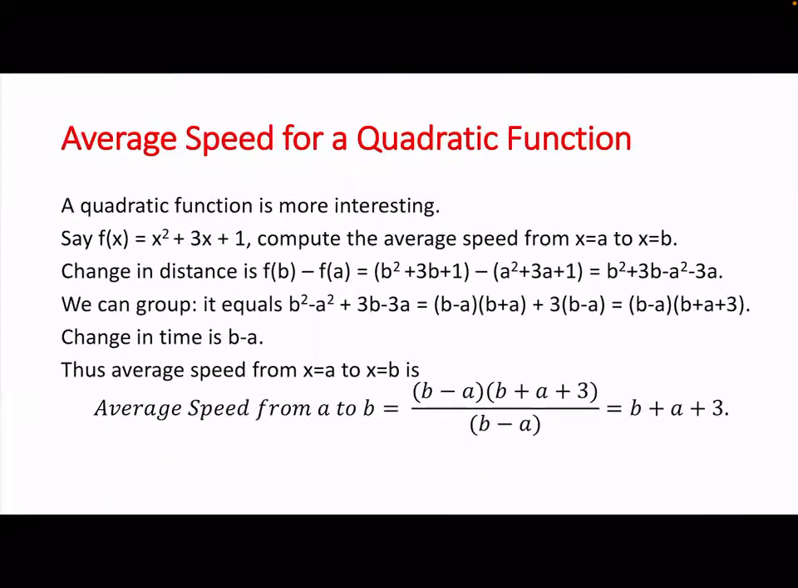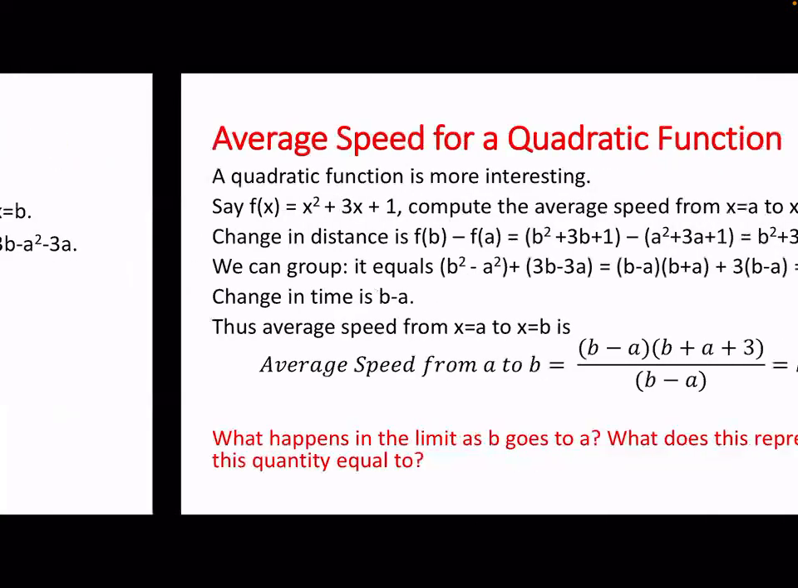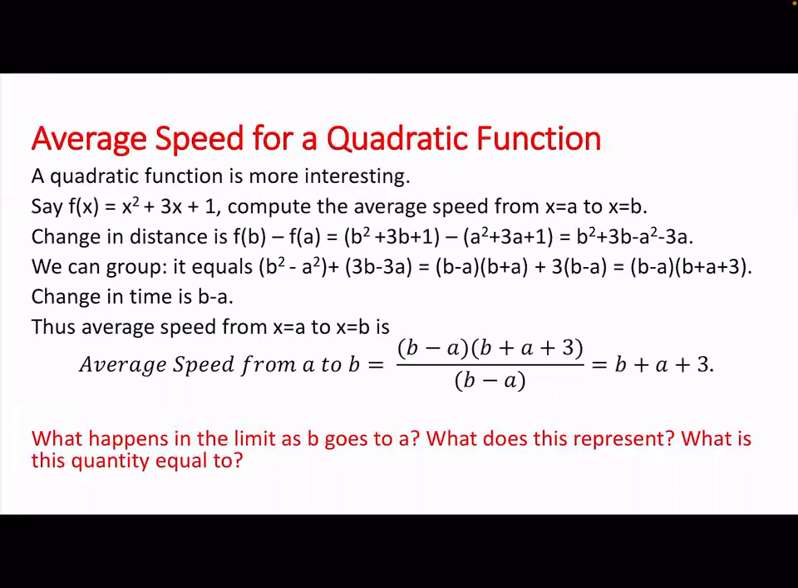I could try to find the average speed for a quadratic function. So let's say I give you x squared plus 3x plus 1. I'm not going to go through and do the algebra here. You can look at it later. You can calculate what the average speed is from a to b. And it turns out it's not that bad to do. So this is just going through and calculating what it is.